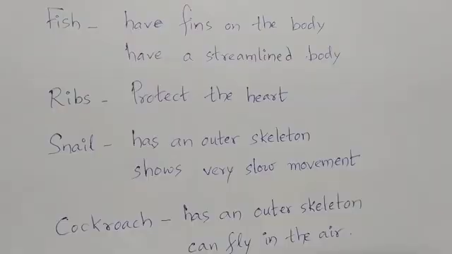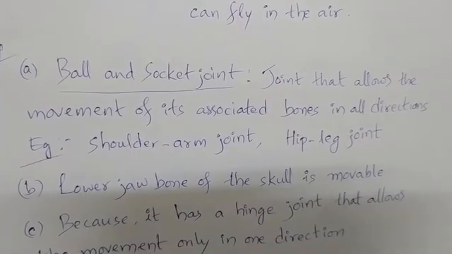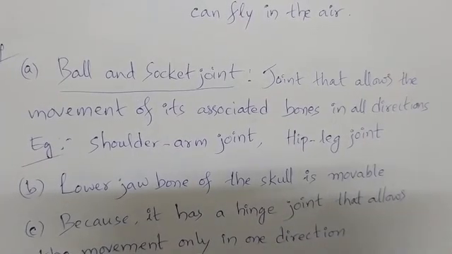And our fourth question, 3 sub questions are there. What is a ball and socket joint? Already we have explained so many times. No problem, once again we'll write. The joint that allows the movement of its associated bones or parts in all directions. Example, shoulder, arm joint, hip, leg joint, that is thigh joint.